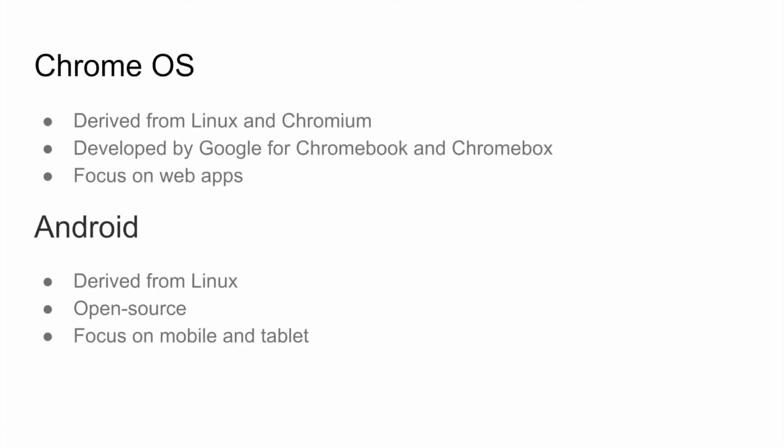Another operating system is Chrome OS. It's derived from Linux and Chromium, and it's developed by Google for Chromebook and Chromebox. It focuses on web applications. The last one is Android. It's derived from Linux and is open source and is focused on mobile and tablet.